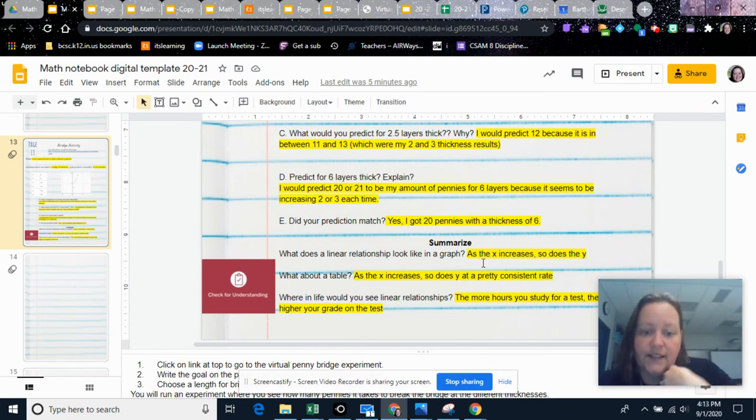So what does a linear relationship look like in a graph? As the x increases, so does the y. What about a table? It's the same thing. As x increases, so will y, at a pretty consistent rate.